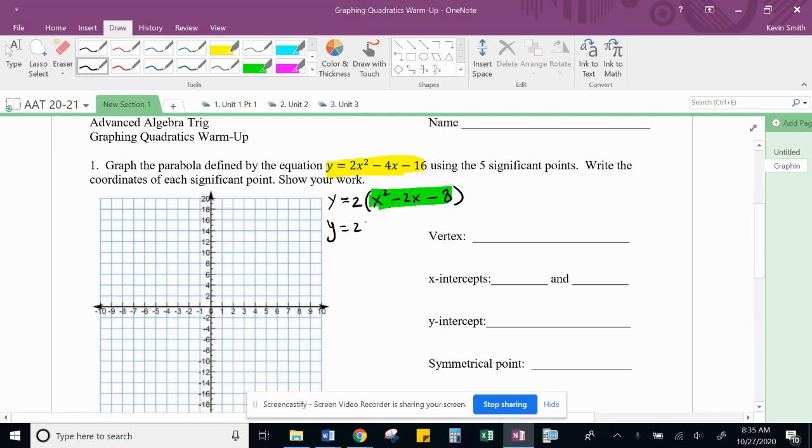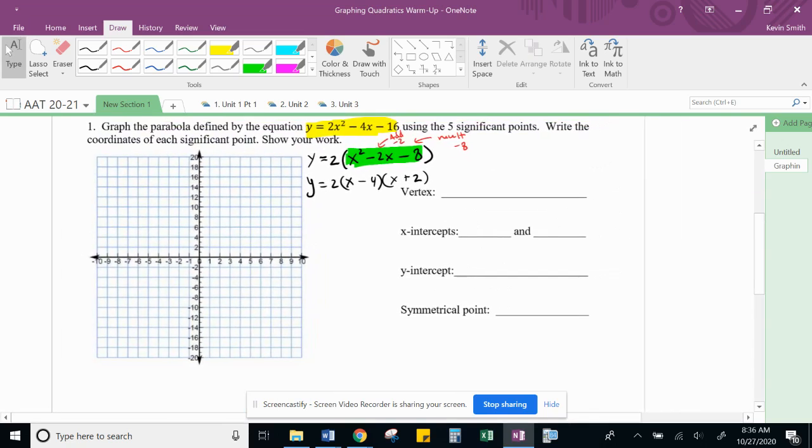So let's see, y equals 2. I need two numbers that multiply to -8 and add to -2. So I think that'll be 4 and 2. And which one do I want to be negative? I think I want the 4 to be negative because then they'll add up to -2 and they multiply to -8. Okay, so now that we have this in factored form, we can go through and find all the various pieces.